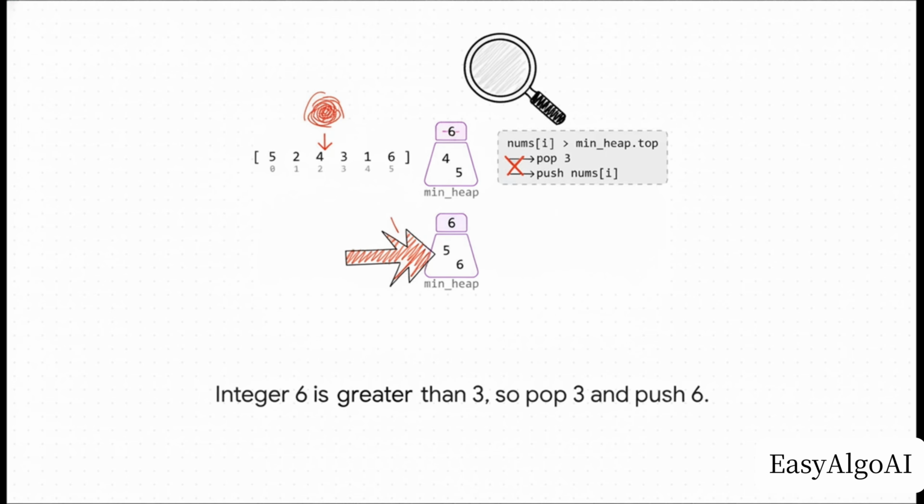We run our standard check. Is 6 larger than our heap's current minimum of 3? Yes, for sure. So we can confidently pop that 3 right out of the heap and push the 6 in.